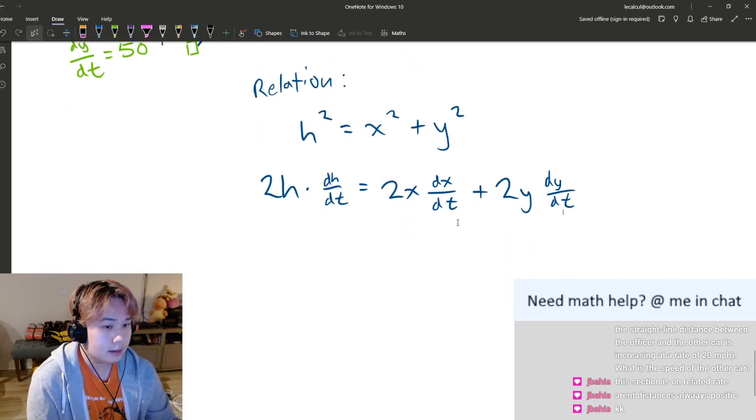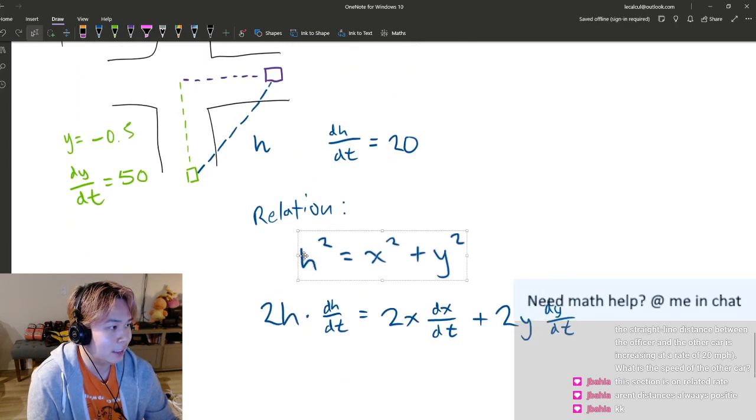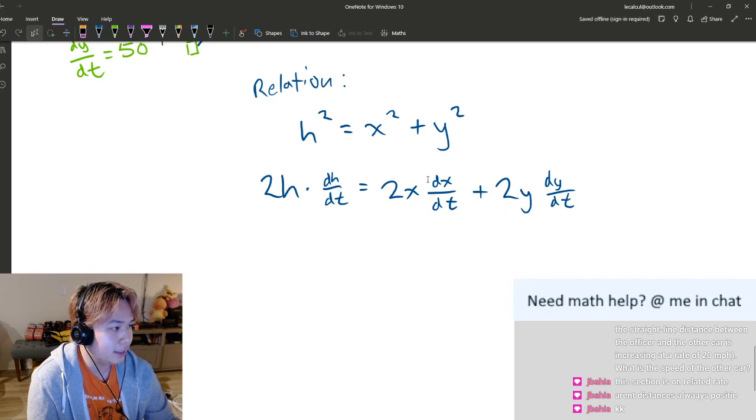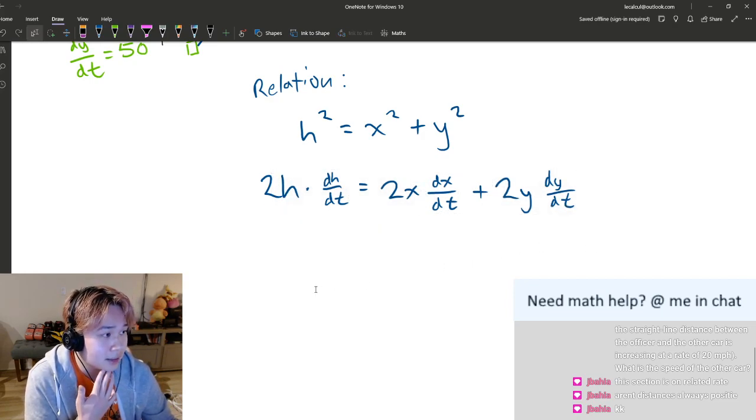And then now this is pretty easy because you actually know almost all of these values. You know this one, dh dt, you know x, you know y, and you know dy dt. And we're trying to solve this, so everything else needs to be numbers. However, there's one little thing, we don't quite know what h is, but that's easy enough. We can just use Pythagoras with our values of x and y to calculate h. And then from there, you can just solve dx dt as a variable using algebra, because everything else will be numbers. Does that make sense? Can I leave it at that for you to try out the rest?